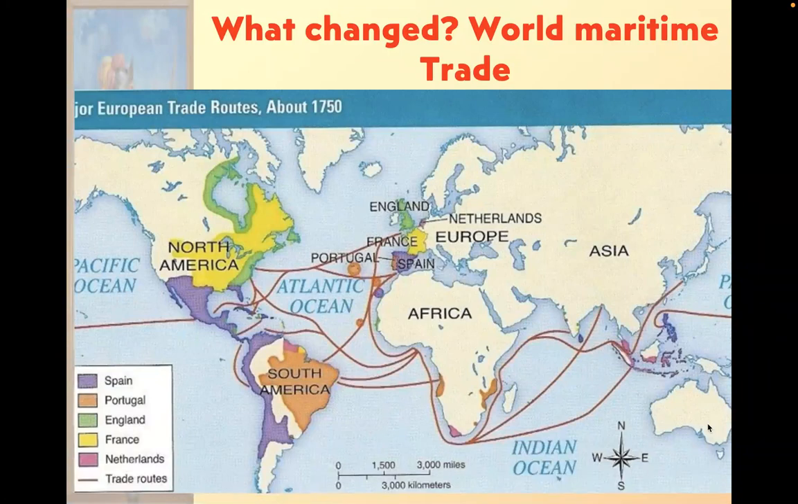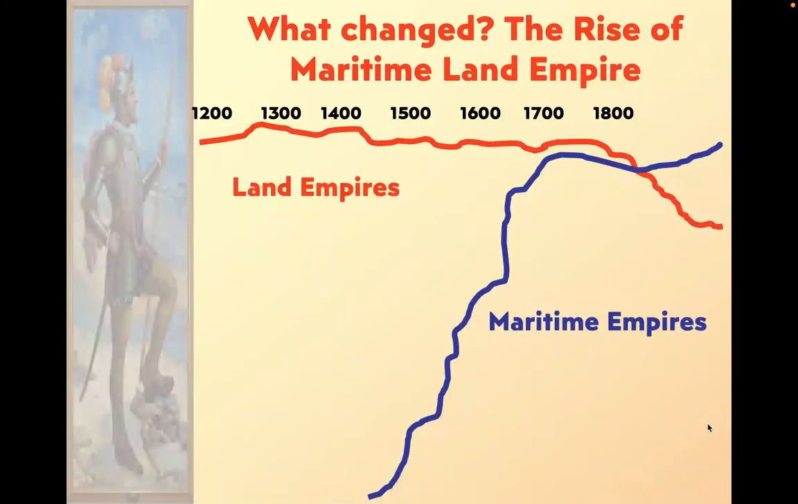Okay, so when we begin to look at the specific changes on the global, the first thing is global trade. We have connected an existing trade route, the Indian Ocean system, with two new trading systems, the Atlantic system and the Pacific system. Also, we do see a big change, and this would be a political change, in the rise of maritime empires.